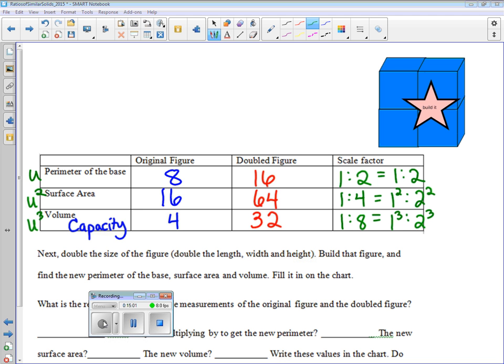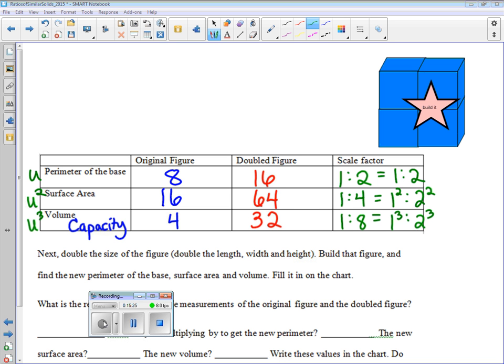Remember last class I told you that the perimeters and the sides have the same scale factor, right? We actually did a problem in class like that. And I said, oh yeah, the sides and the perimeter have the same ratio. But the sides and the surface area do not. But there's a relationship between them. If we know the side ratio, we can find the surface area ratio.